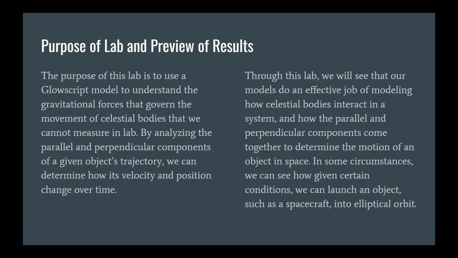So the purpose of this lab is to use a GlowScript model to understand the gravitational forces that govern the movement of celestial bodies that we cannot measure in a lab setting. By analyzing the parallel and perpendicular components of a given object's trajectory, we can determine how its velocity and position change over time. Through this lab, we will see that our models do an effective job of modeling how celestial bodies interact in a system, and how the parallel and perpendicular force components come together to determine the motion of an object in space. In some circumstances, we can see how, given certain conditions, we can launch an object, such as a spacecraft, into an elliptical orbit.